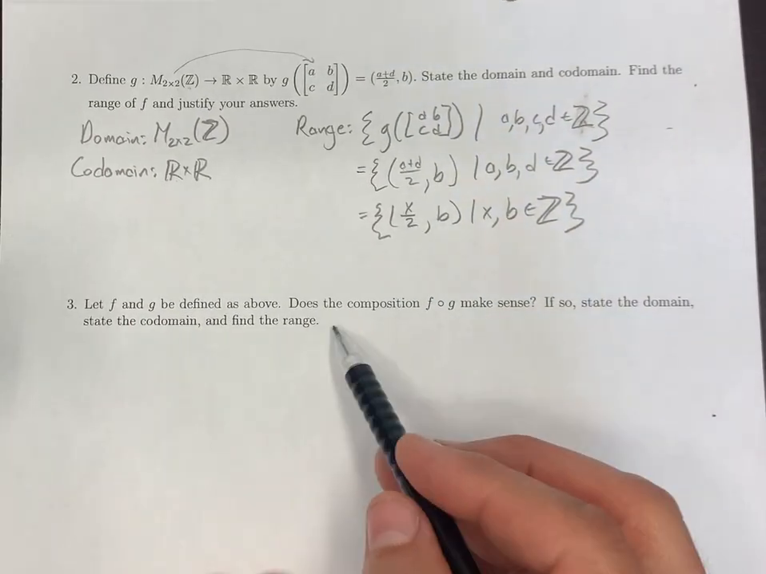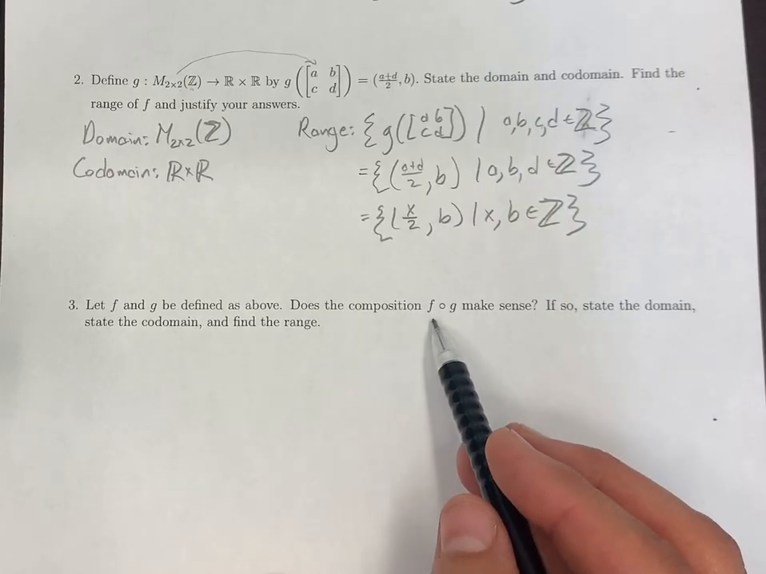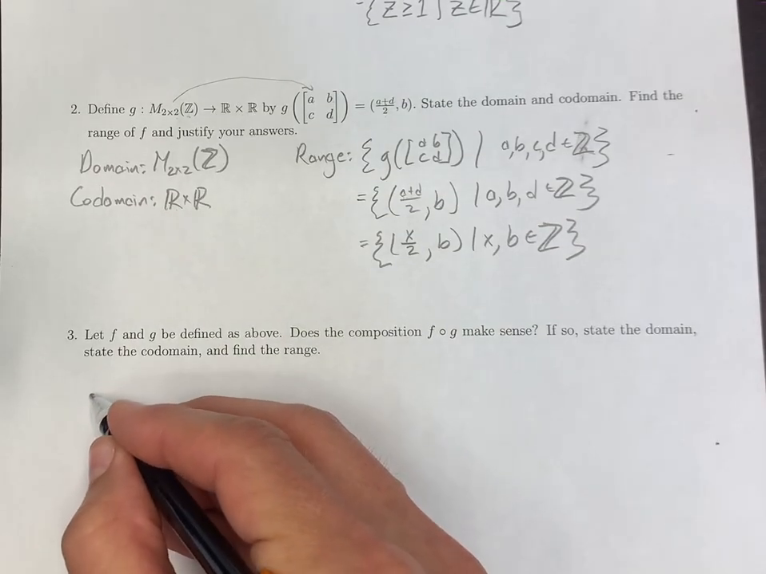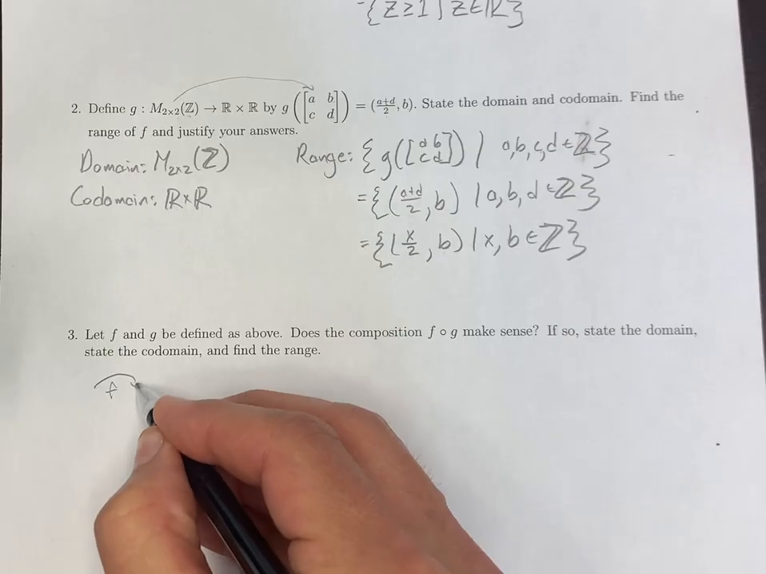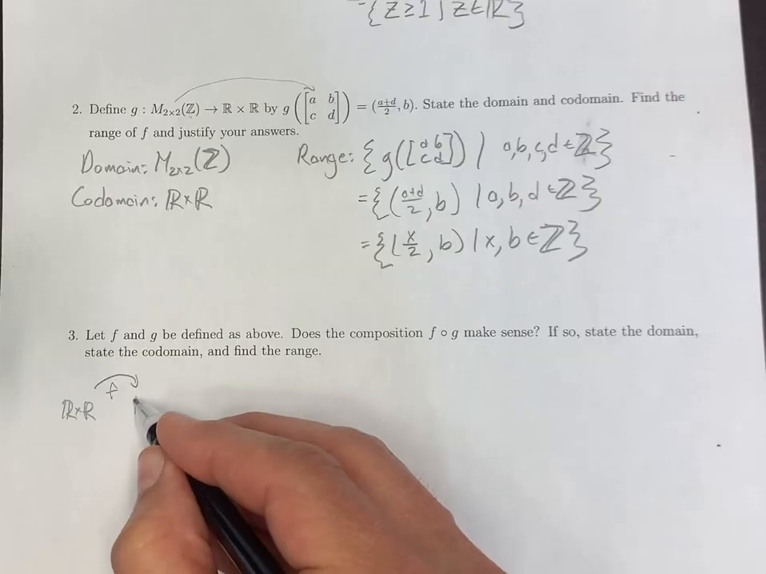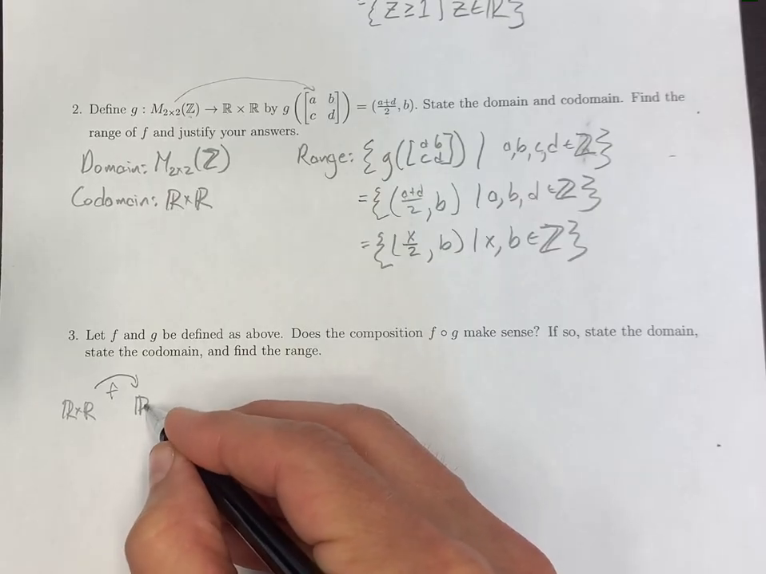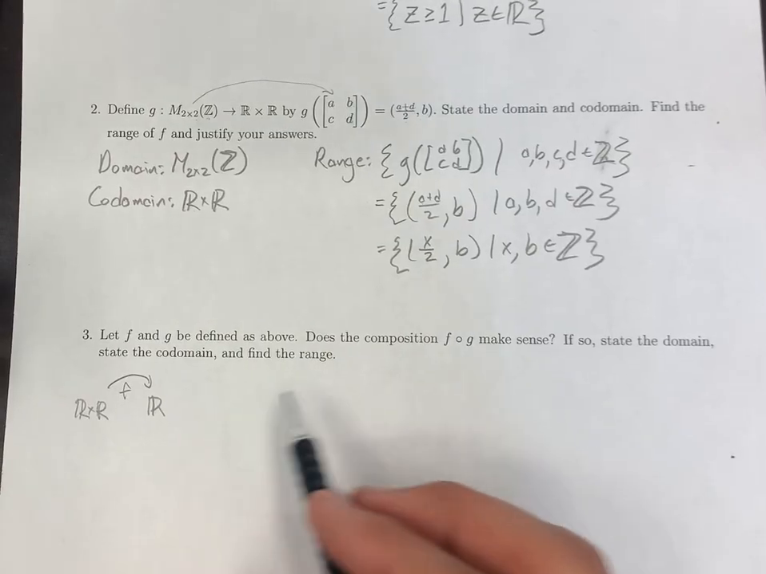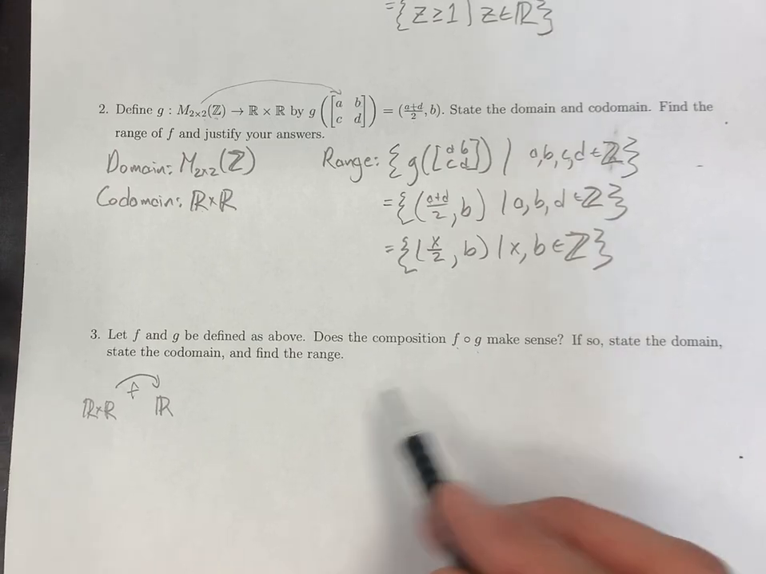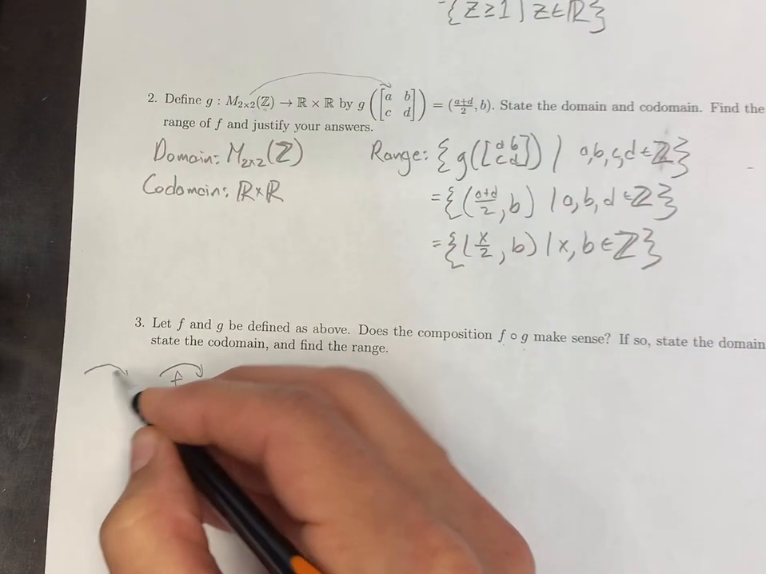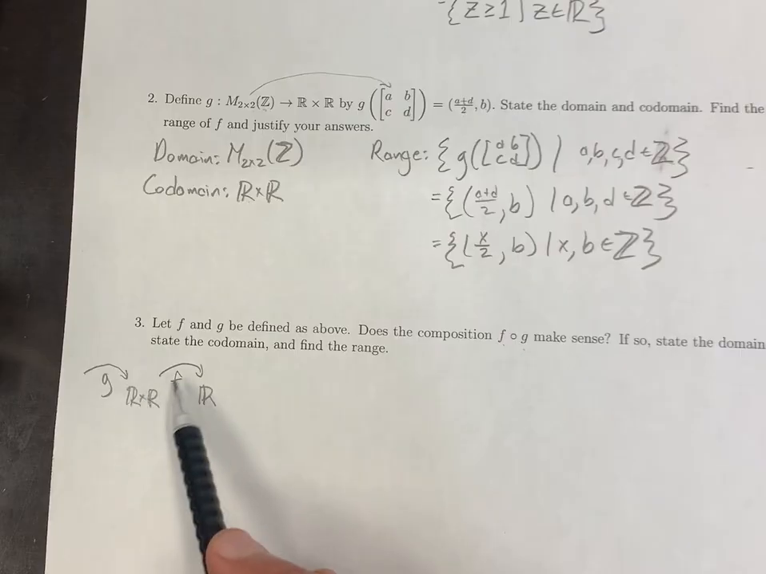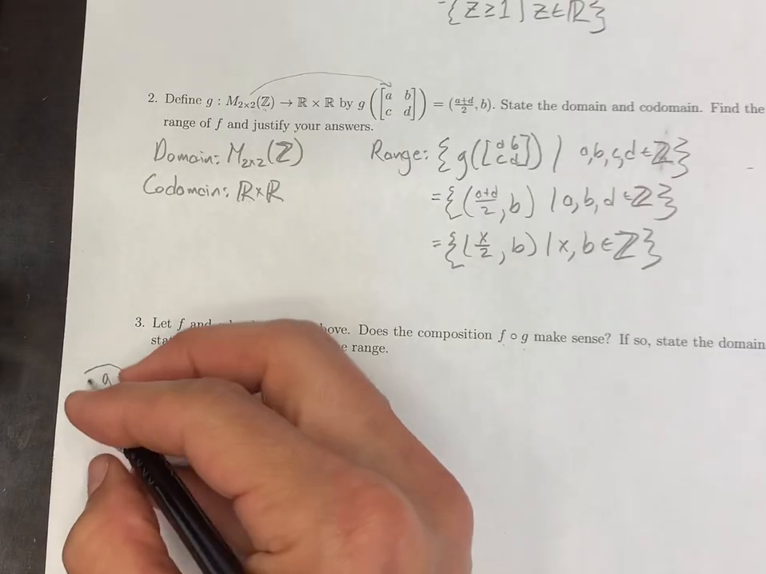Finally, let f and g be defined as above. Does the composition f of g make sense? So let's think about that. F goes from reals cross reals to the reals, right? And where am I going to put g? You're actually going to put g to the left. G needs to have its outputs being the inputs there. So this does make sense.